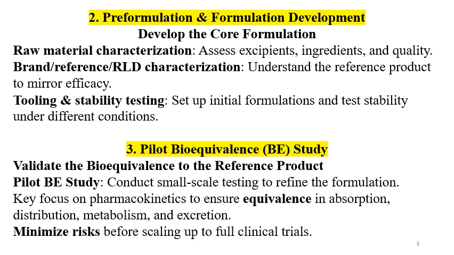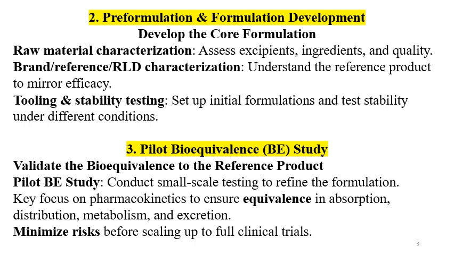Then you need to order the tooling and perform the stability testing to set up initial formulation and test stability under different conditions. So this is for the prototype development. Select the suitable manufacturing process, select the API, perform the initial risk assessment, and then go for the pilot bioequivalence study. So pilot bioequivalence study is to understand how the product behaves in vivo. Validate the bioequivalence to reference product.